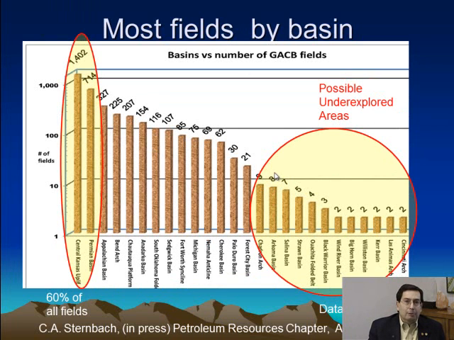And looking at the basins by the number of fields, once again, the central Kansas uplift and Permian Basin dominate on the left, and I call your attention to several areas on the right that have very few fields, and once again I would offer that they may be possibly underexplored areas.